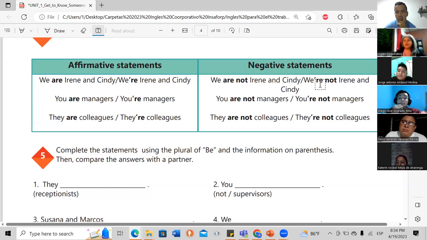We are not Irene and Cindy. We're not Irene and Cindy. You are not managers. You're not managers. They are not colleagues. You can see that they are the same. Es lo mismo, pero están escritos en forma normal y en forma abreviada.